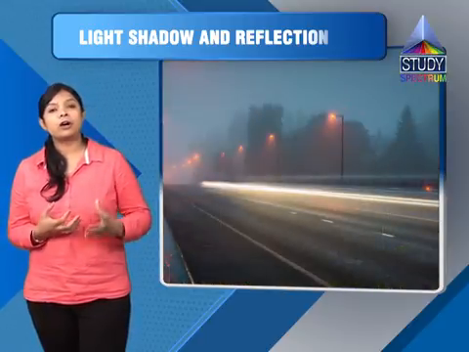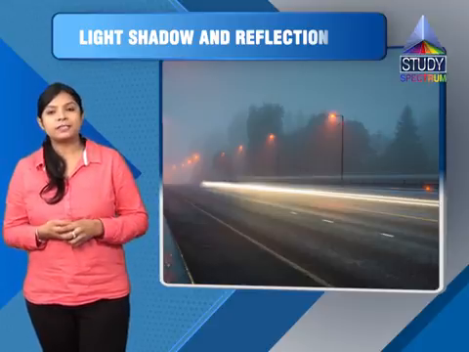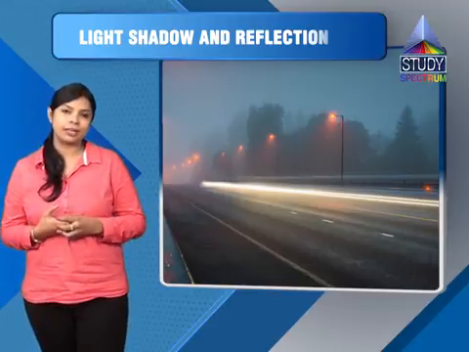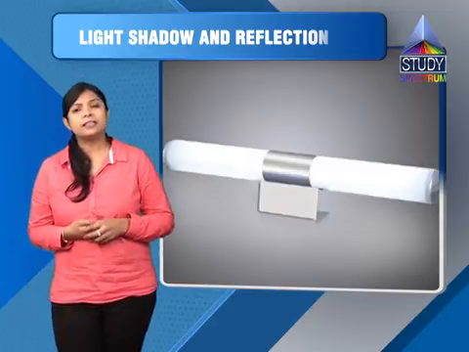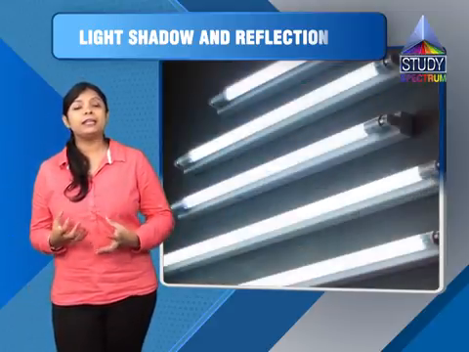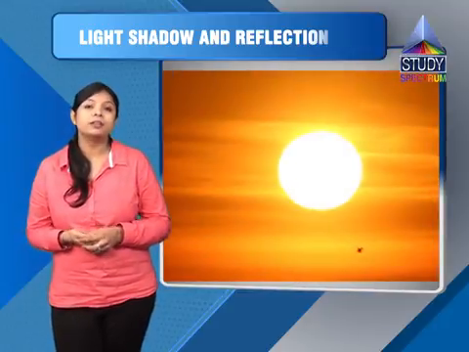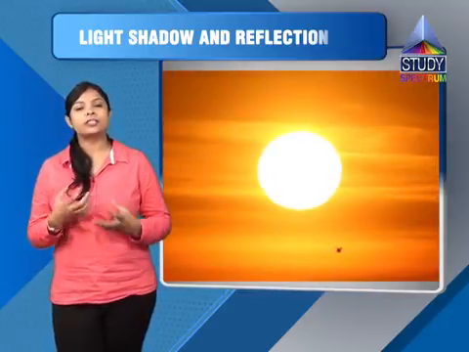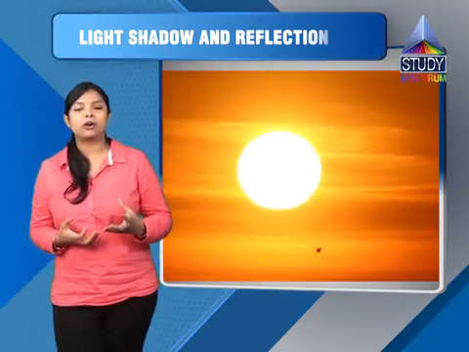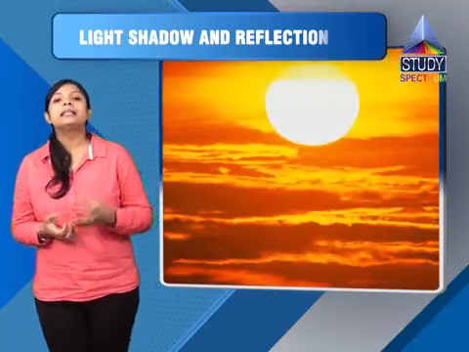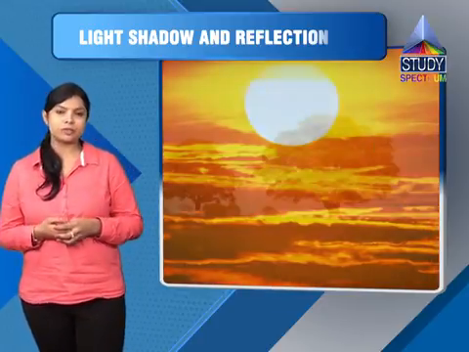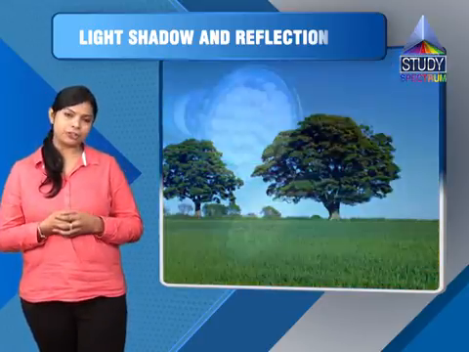So students, it was all about light, as we have seen that we need some source of light to see the objects around us clearly. Now, what are the sources of light? The objects which emit their own light are called sources of light. These sources can be natural sources or artificial sources.